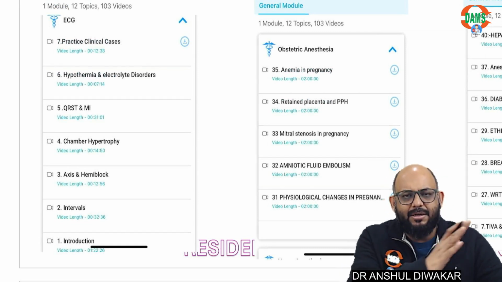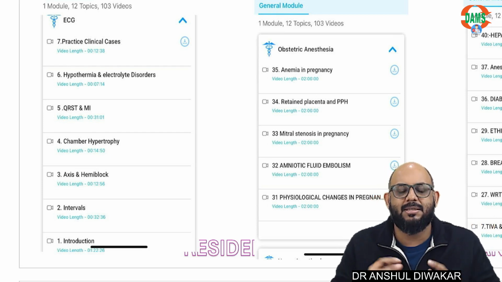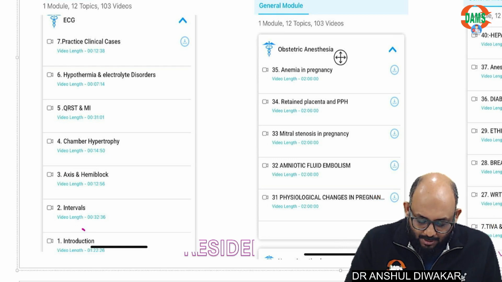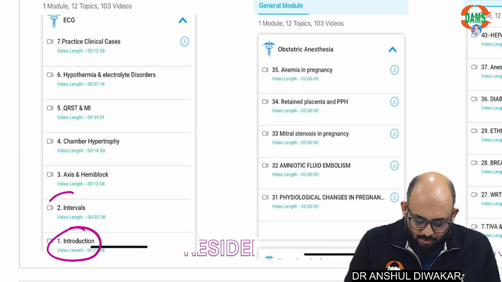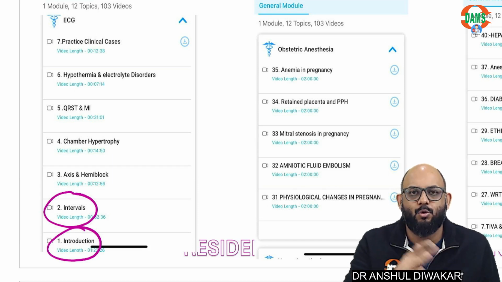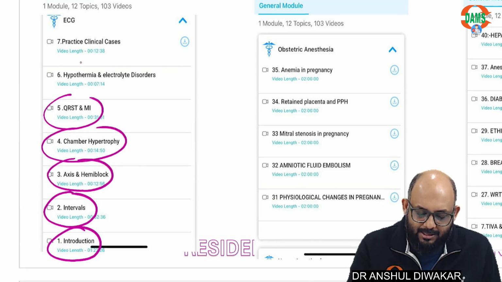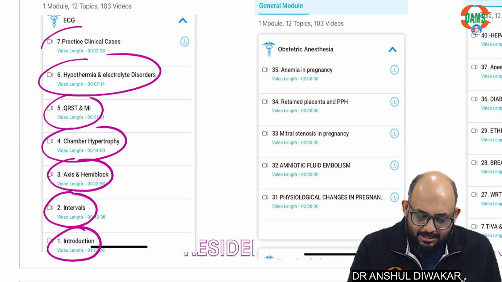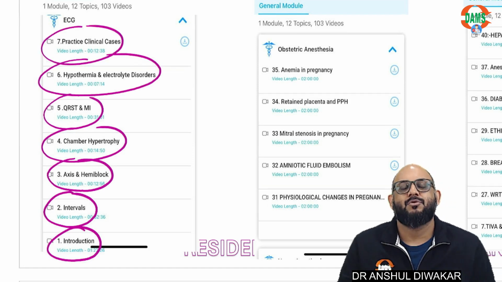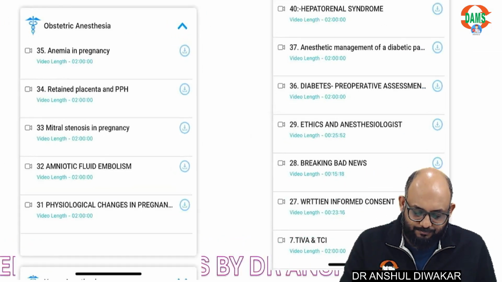You can see we have divided it into so many parts that whenever you want to revise one part of the ECG, it doesn't really make it very heavy. So you have the introduction with arrhythmias, then you have intervals, that is your RR interval, your PR interval, your QRS interval, your QT interval. Then you have axis and hemiblock, chamber hypertrophy, ST and MI, hypothermia and electrolyte disorders, and then there are some practice clinical cases. So once you do this entire discussion on ECG, I'm sure you will never miss an ECG in your life.